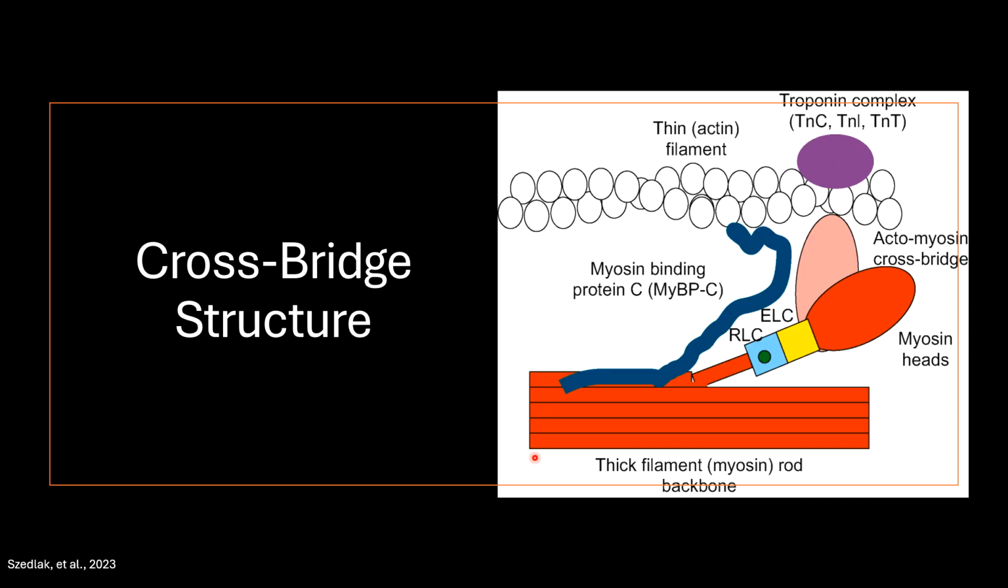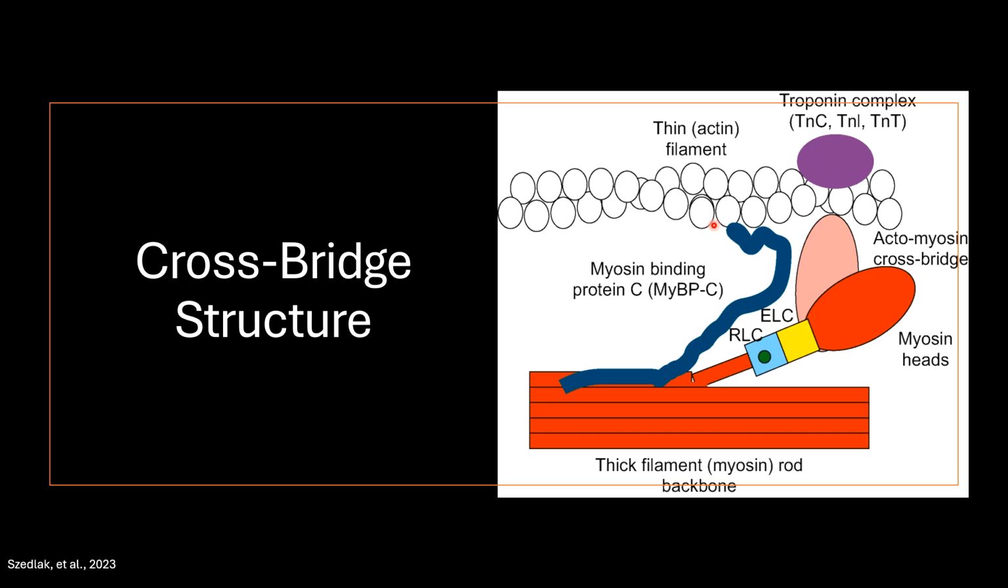At the bottom of this diagram is the thick filament, which is the myosin backbone with the myosin head projecting out. The myosin head contains ATP binding sites and actin binding sites. There are two regulatory light chains indicated here, one in yellow, the ELC, and one in blue, the RLC. These help stabilize and control the myosin head movement. The myosin binding protein C, located here in navy blue, helps organize the thick filament and fine-tune the contraction timing.